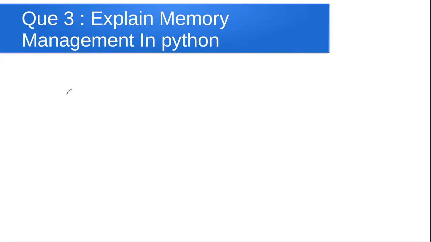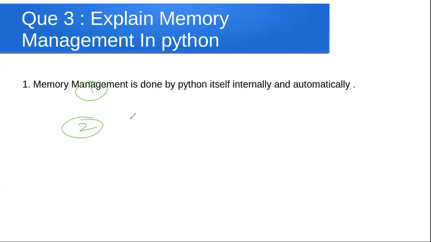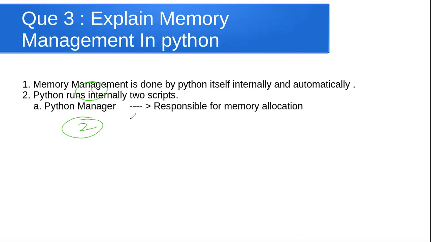Python internally runs two scripts. The first script is the Python memory manager script, and the second script is the garbage collection script. Memory management is done by Python itself, internally and automatically. Python runs internally two scripts: the first one is the Python memory manager, and the second one is garbage collection.